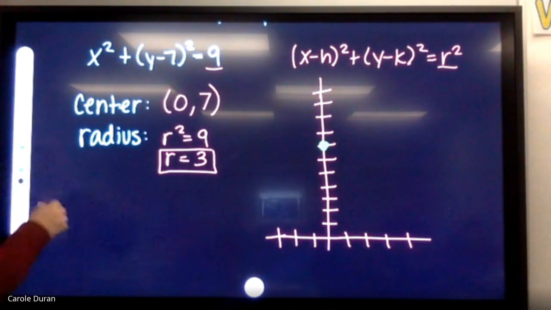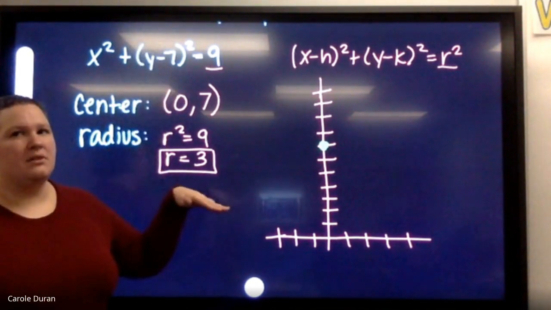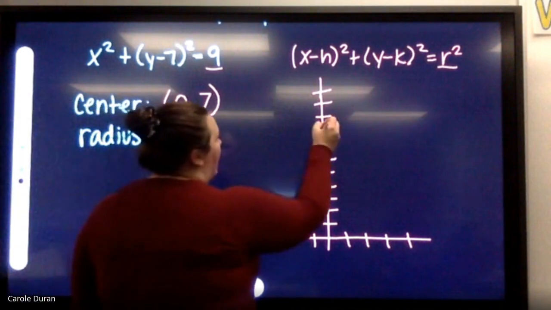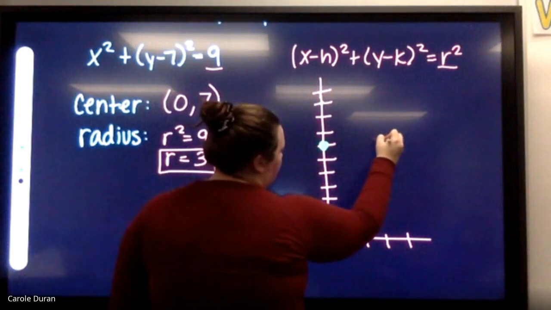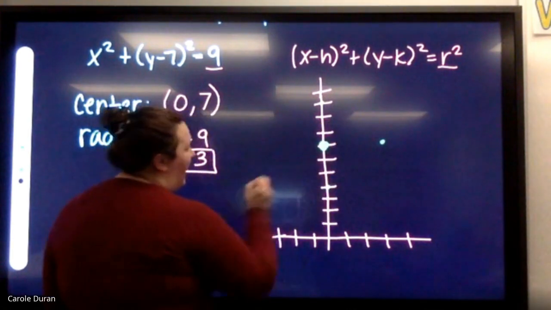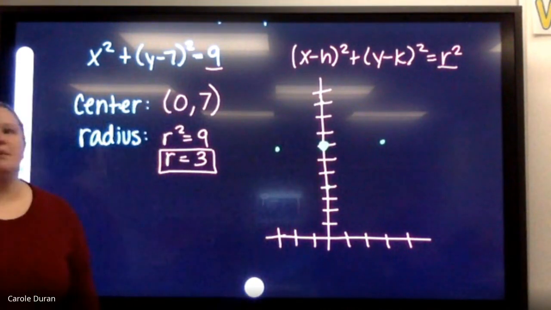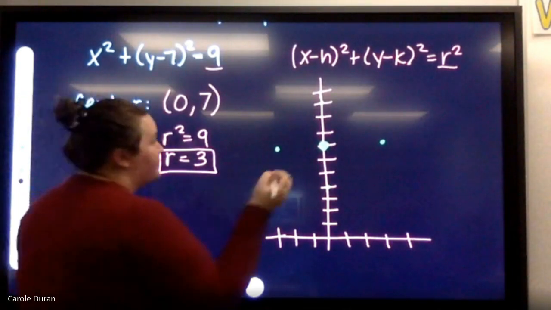So from that center in each of my cardinal directions, which is north, south, east, and west, I go 3 and I put a dot. So from the center up, I put a dot. From the center right, I count 3 and put a dot. From the center down, I count 3 and put a dot. From the center left, I count 3 and I put a dot. Because that's my radius, this represents the outside of my circle. Then I do my best to draw a circle that goes through those 4 points.